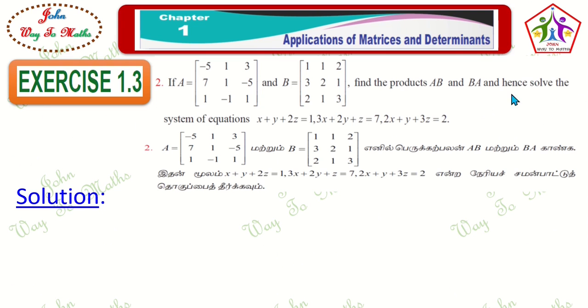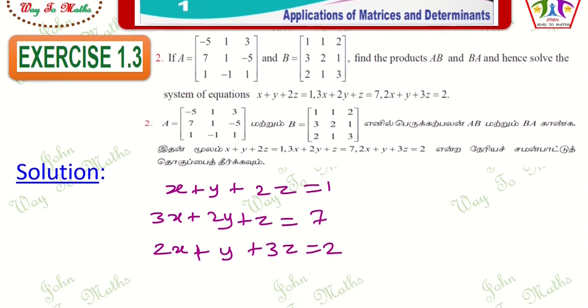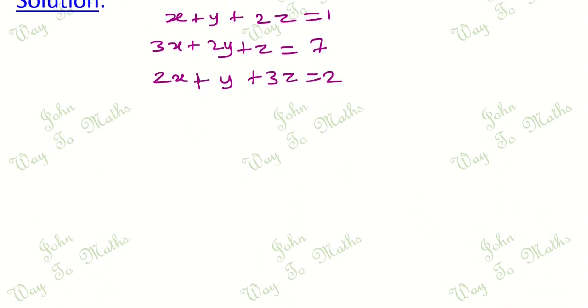Now I'm going to find the system of linear equations. So the first equation becomes x plus y plus 2z is equal to 1. The second equation becomes 3x plus 2y plus z equals 7. Then the third equation becomes 2x plus y plus 3z equals 2. So this equation can be written in the form of a matrix.